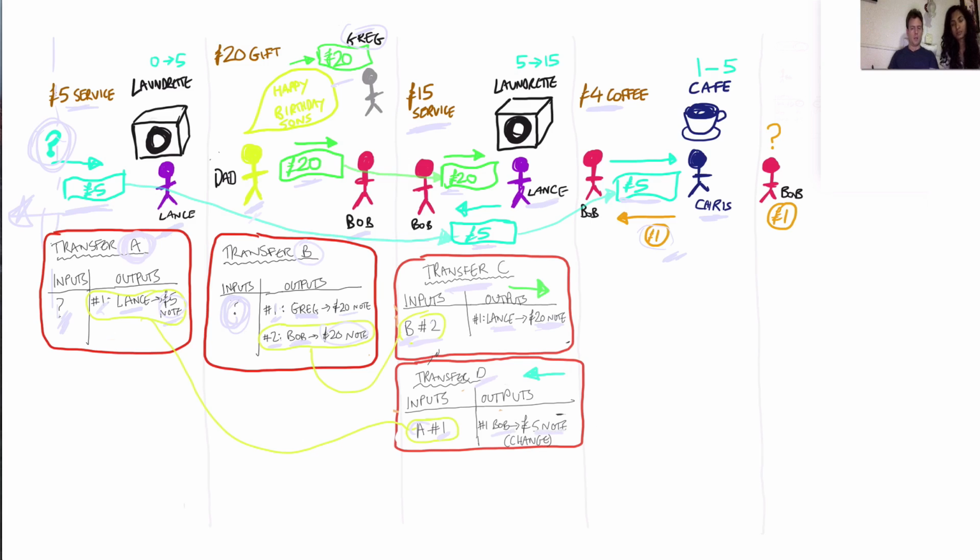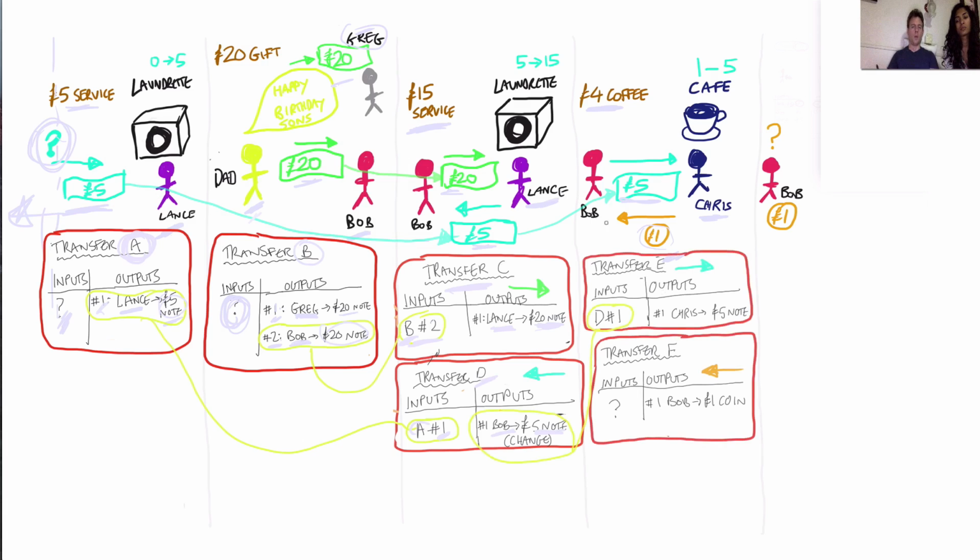Right. So, does it make sense so far? We've just got these transaction documents that list inputs and outputs, and there's a relationship between the inputs of one transaction and the outputs of previous transactions. Then we have our scenario where Bob goes to the cafe, and now Bob hands over a £5 note to the cafe to buy this £4 coffee.